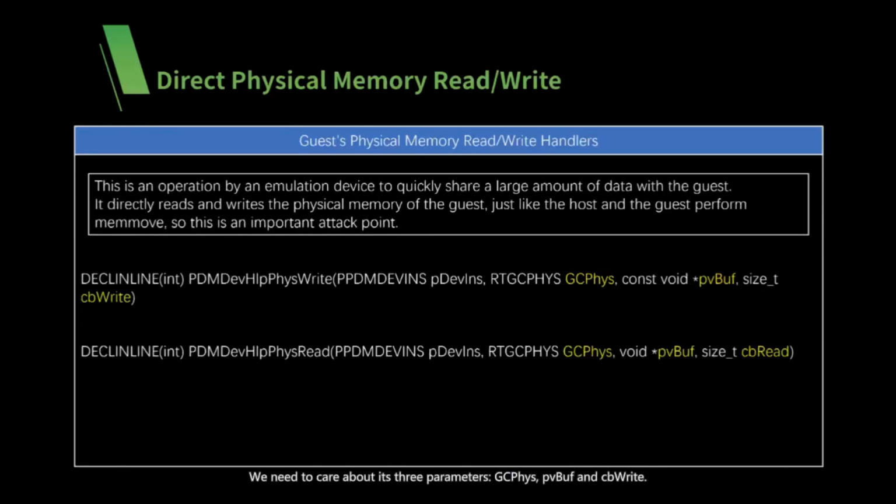We need to care about its three parameters: GCPhys, pvBuf, and cbWrite. GCPhys is the guest physical address. pvBuf is the buffer to be written and read. cbWrite or cbRead is the length of reading and writing.